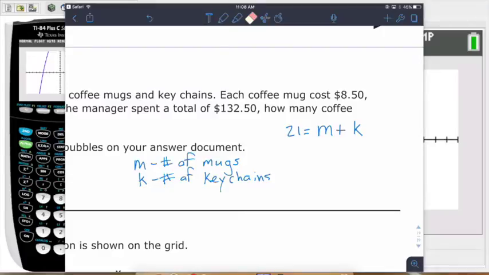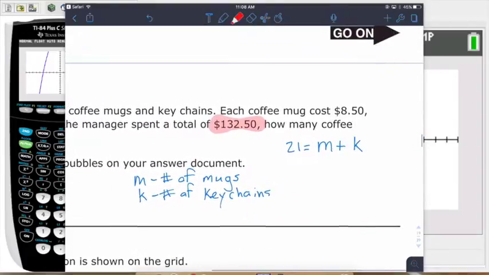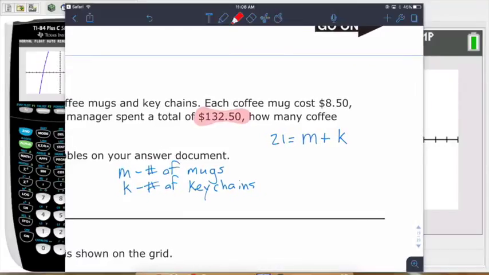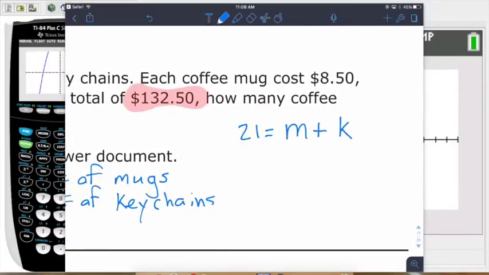All right. Now the second equation here, it's going to be dealing with this $132.50. So that's a total. Usually when you have a total, that usually means you're adding things. Now I can't just say it's the number of mugs plus the number of keychains, because the $132, that's dealing with money there.